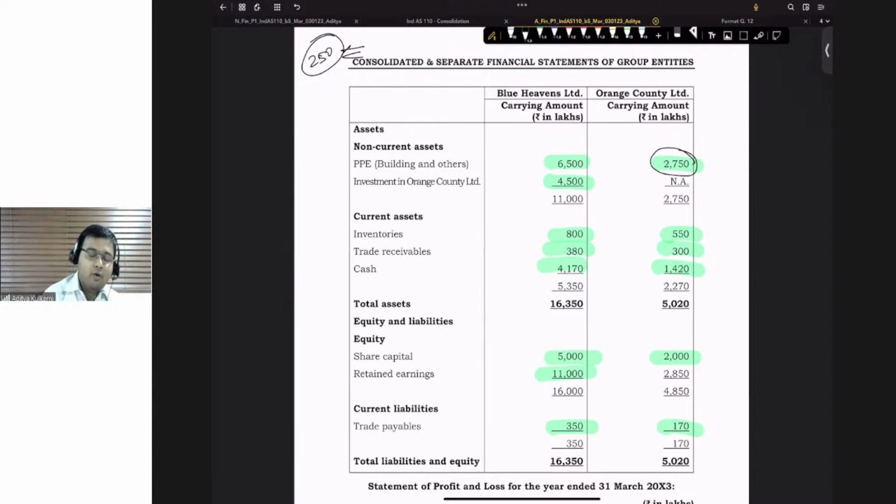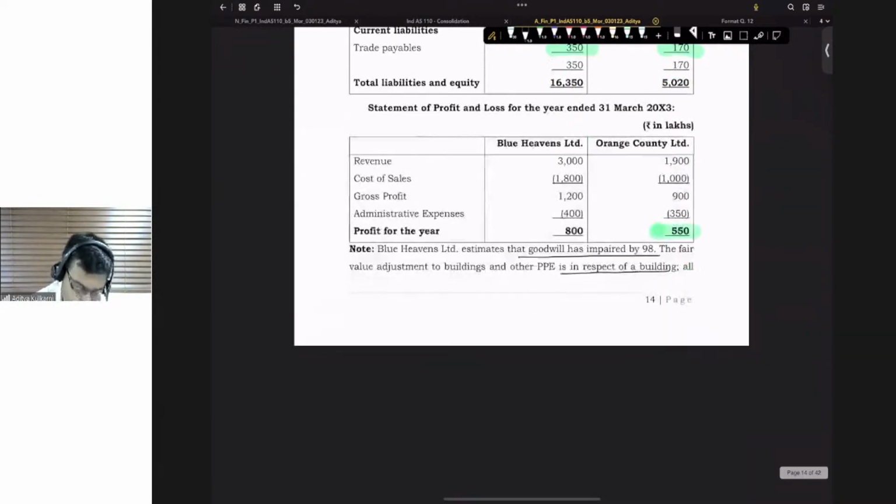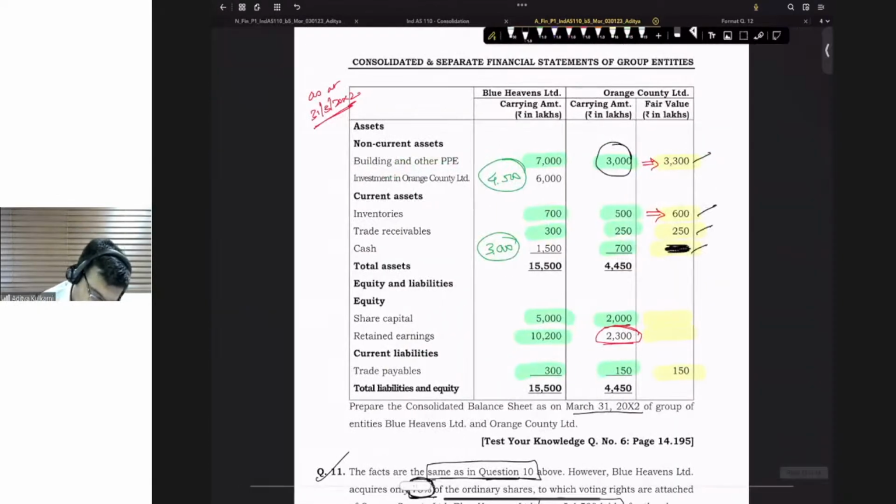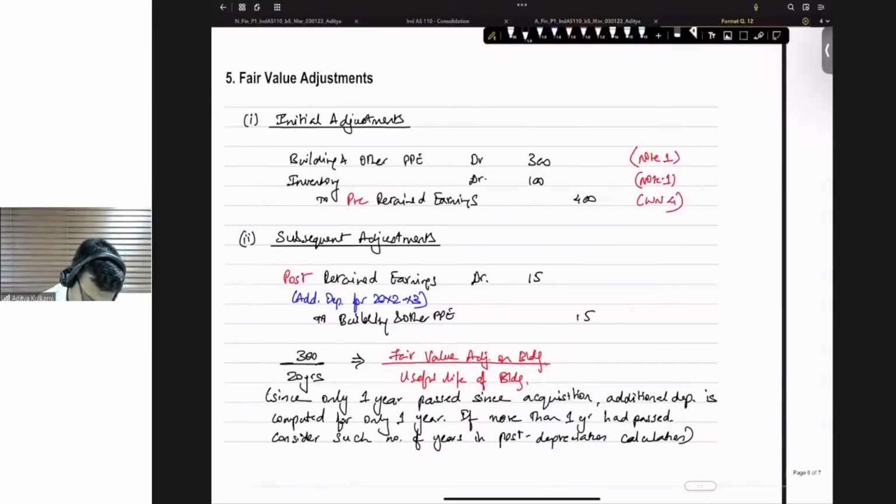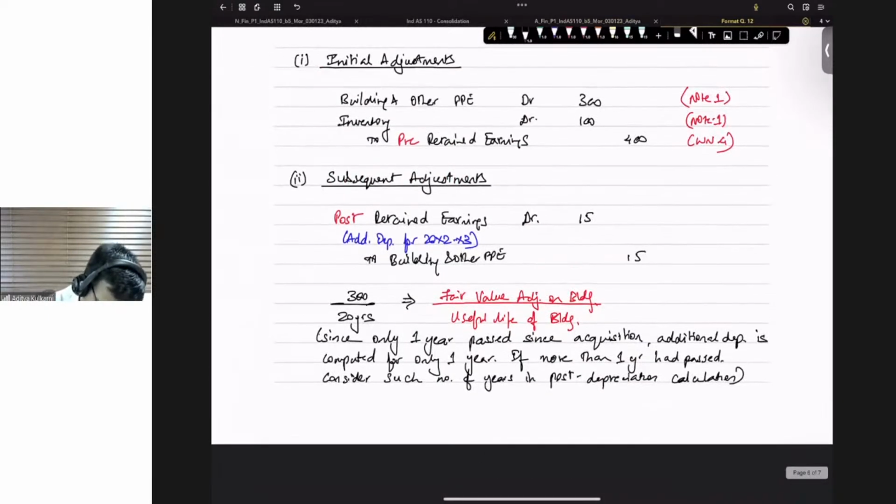But the fair value adjustment is only in respect of building, and that building's remaining useful life is also given. So therefore only 15 is pertaining to the revaluation increase. Okay, so that is done. Now let us move on to the next one. We had an upward valuation of inventory from 500, it became 600. Okay, before that, let us give effect to this. Post retained earnings goes where? Sir, this goes in working note 4. This goes in note 1. Okay. That's right. That is for the original block. So working note 4 and note 1.